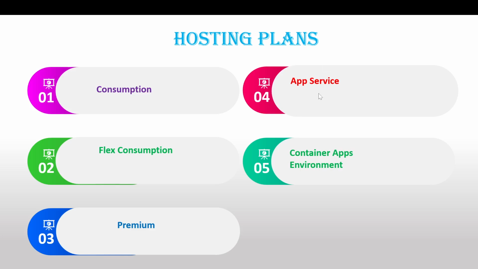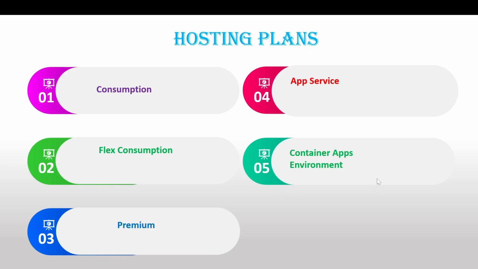Next is app service. If you already have an app service plan, you can host this function app in that app service plan. Whatever configuration the app service plan has, it will be used by the function app. The way the regular app service plan works, in the same way, it will be used. In case you want more information on app services, we created videos. I'll provide the links in the description. Please watch them for more information.